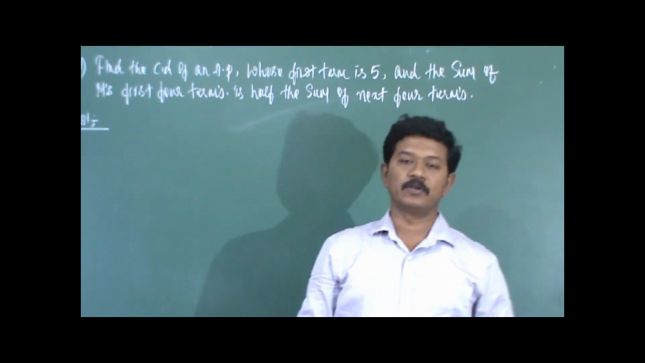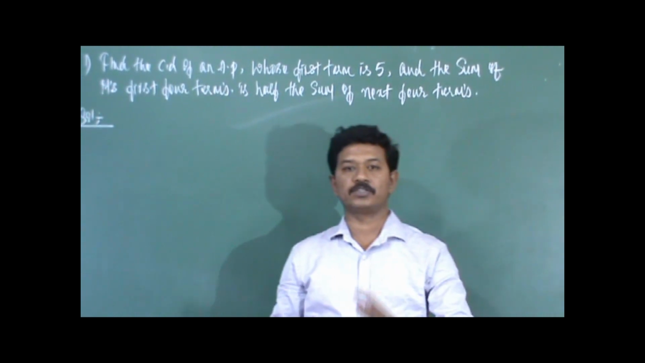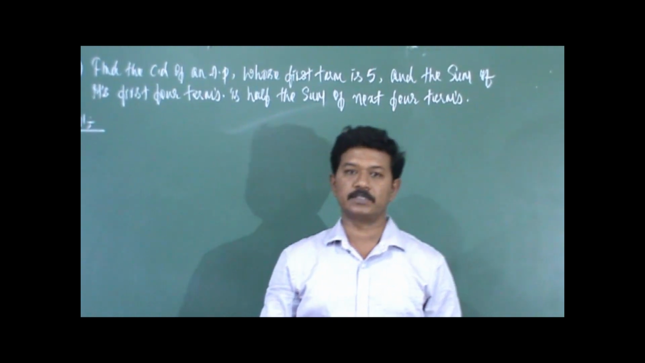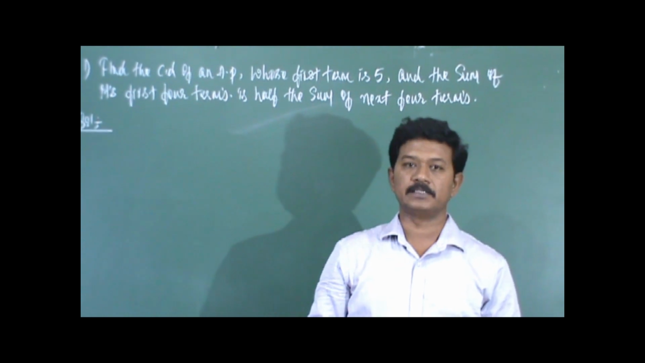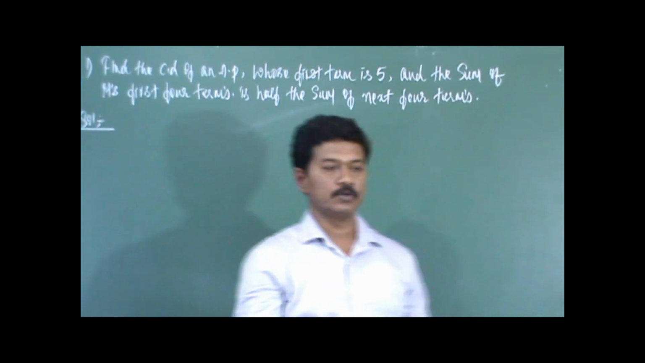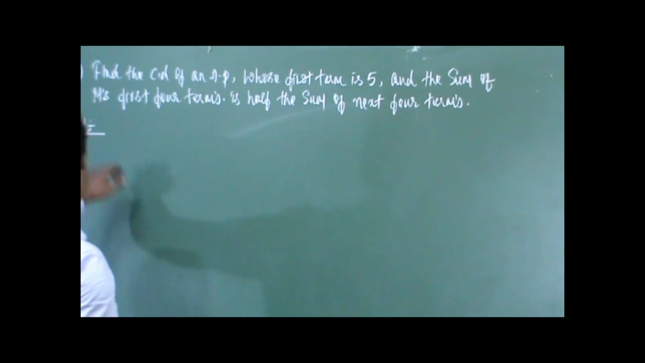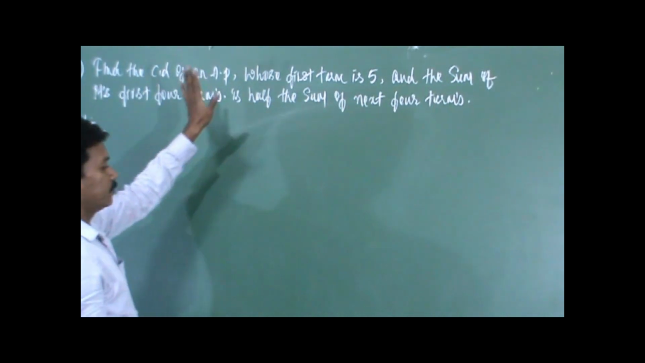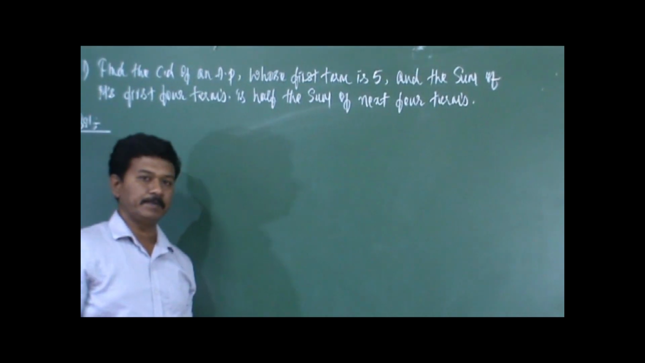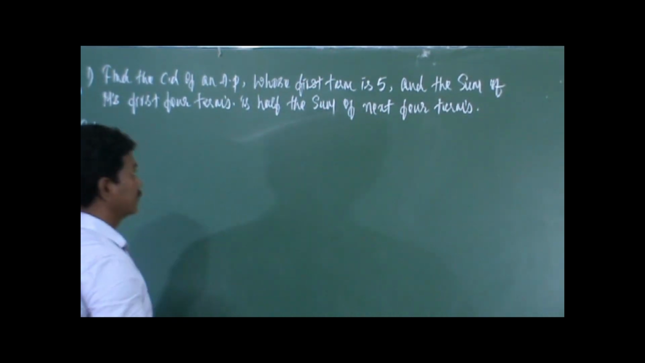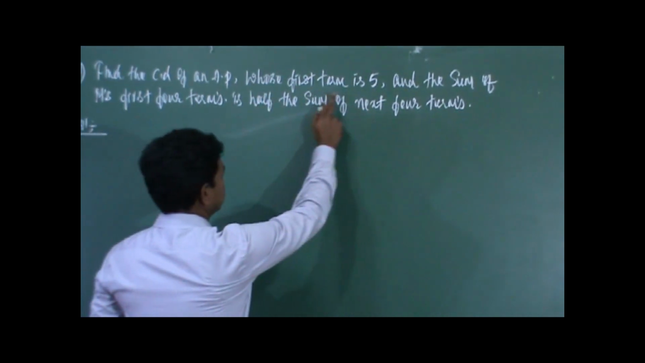Okay. So today we'll go with the most important 3-mark questions on arithmetic progressions which have occurred in previous examinations. Very important. Let us go with this. So here, find the common difference of an AP. You have been given an AP whose first term is 5.